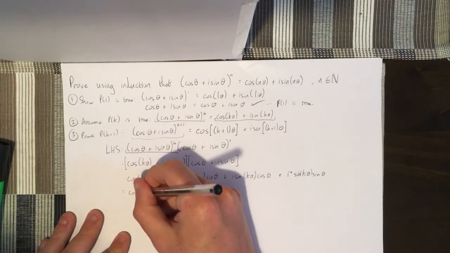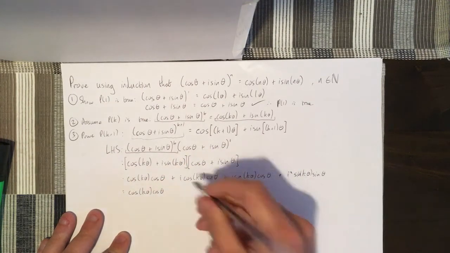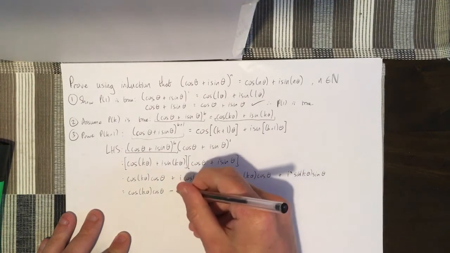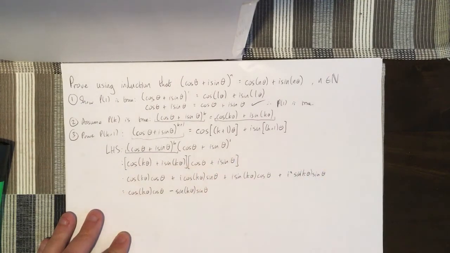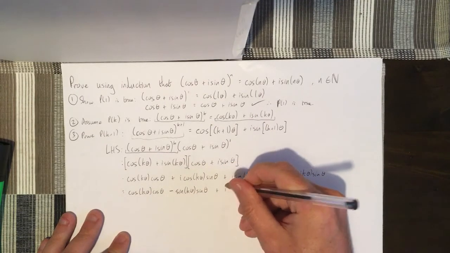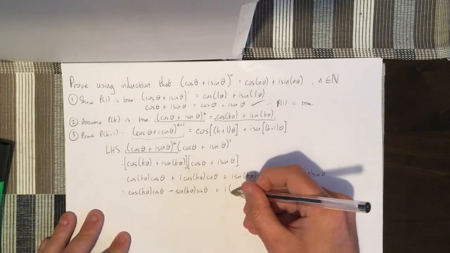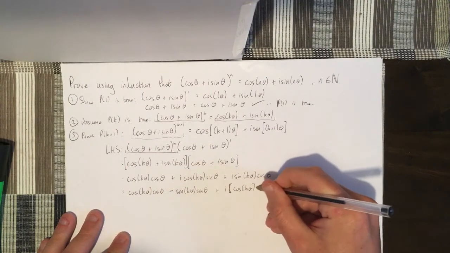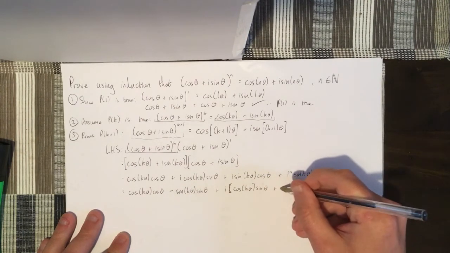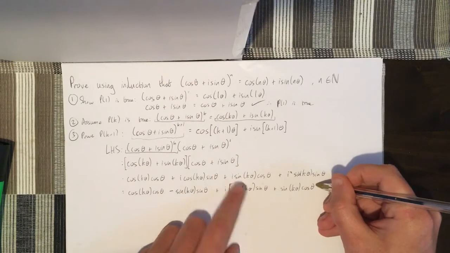So this is equal to cos k theta cos theta, -1, so just minus sine k theta sine theta, plus, and then there's an i common to both of these, so I'm just going to factorize the i out, plus i on cos k theta sine theta plus sine k theta cos theta.